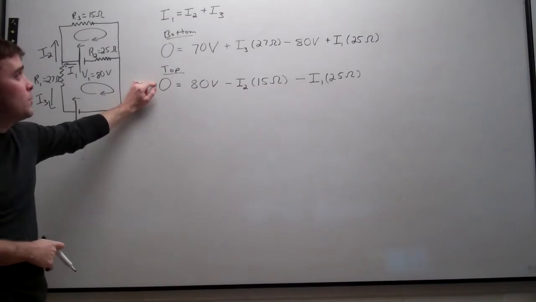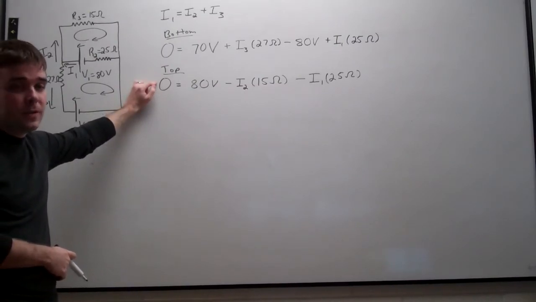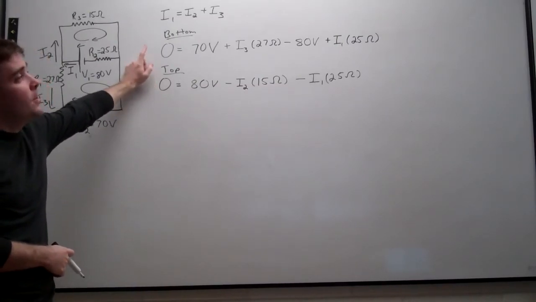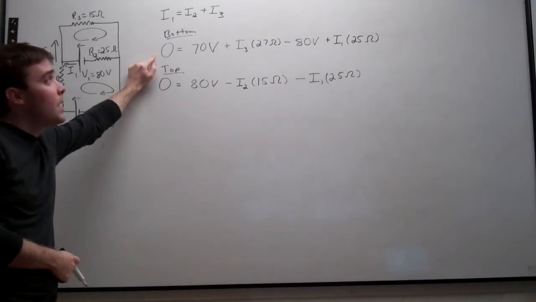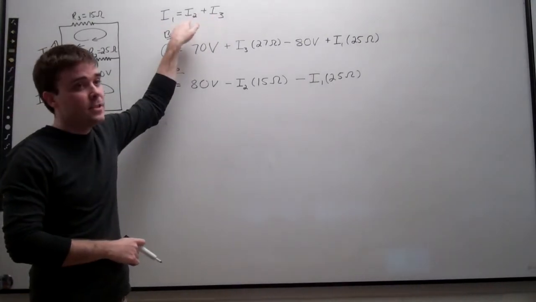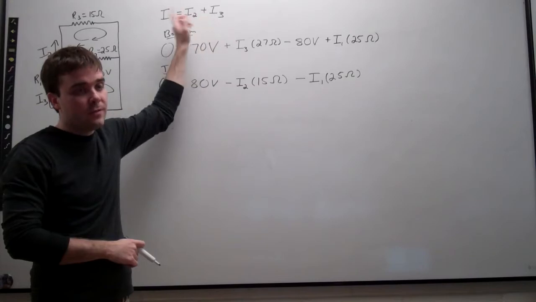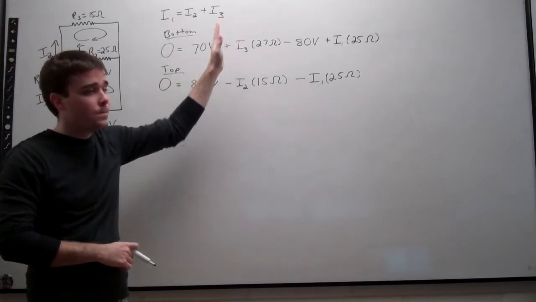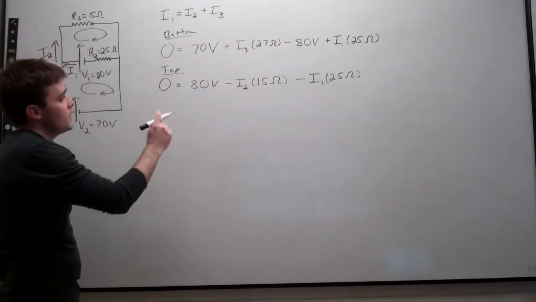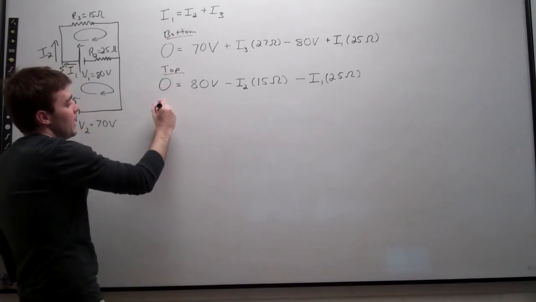How I solve it is what I'm going to do. I'm going to solve this one for I2, so I'll get it in terms of I1, and this one in terms of I3, and then plug them back into this equation. So I'll have this equation with nothing but I1s. So first thing here, I'll do the bottom one.